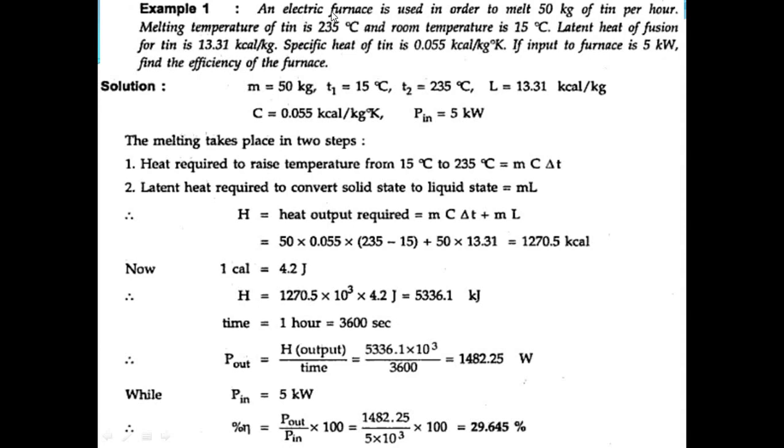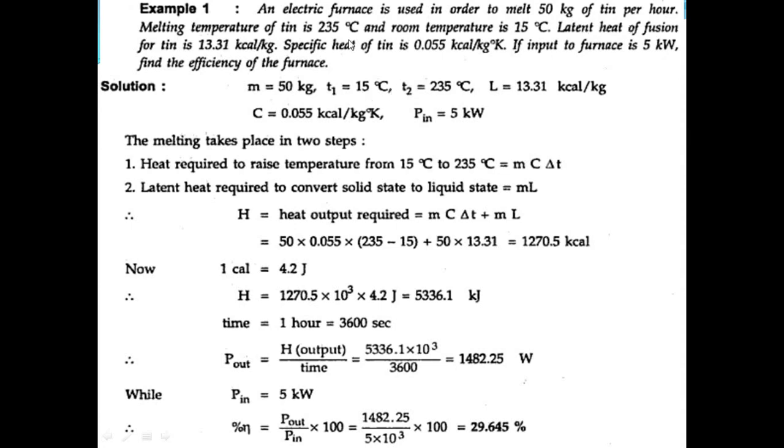Now consider an electric furnace used to melt 50 kg of tin per hour. So the mass of the tin is 50 kg, and for melting, the time required is 1 hour. We convert 1 hour into seconds, so 3600 seconds. The melting temperature of tin, T2, is given as 235 degrees centigrade, and room temperature is given as 15 degrees centigrade. So room temperature means T1 is equal to 15 degrees centigrade.